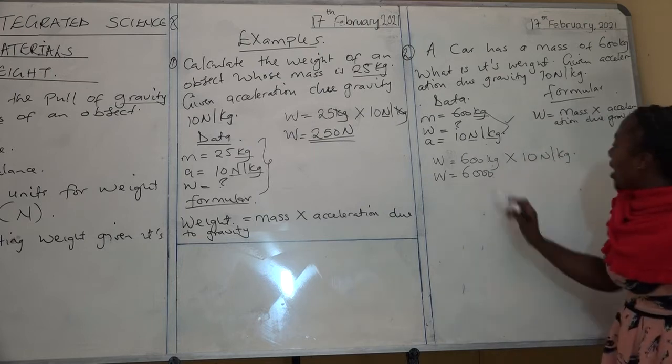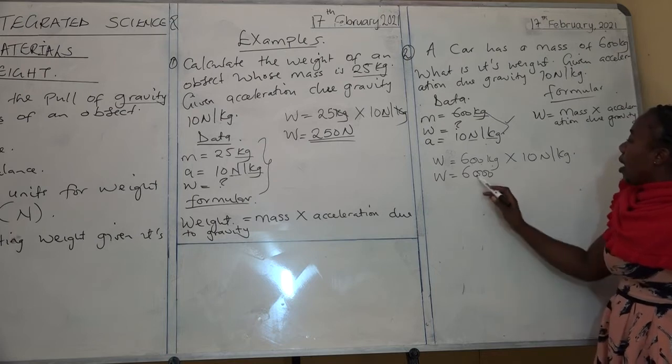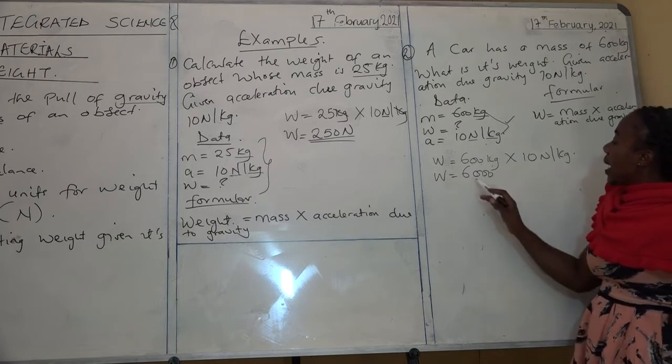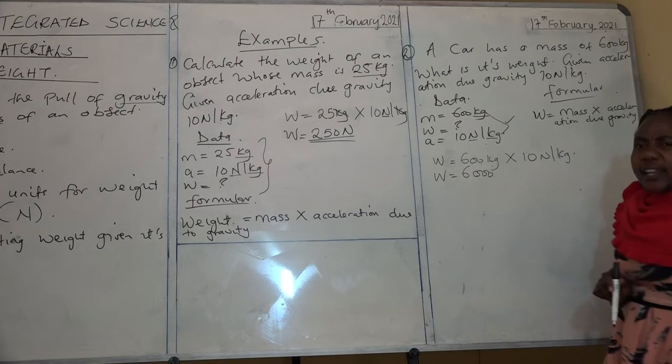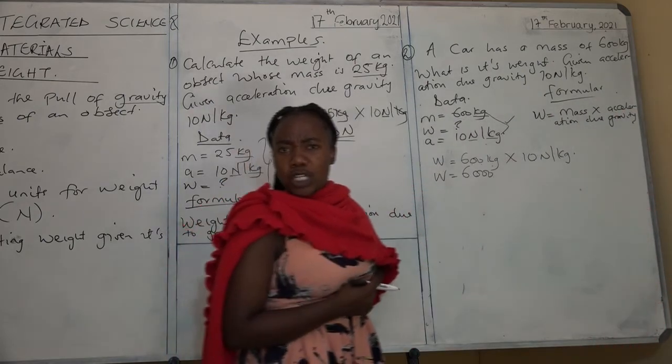How many zeros do we have? 1, 2, 3, okay? Meaning our answer is what? 6,000. What SI units are we using? Are we using kgs? Are we using newtons?